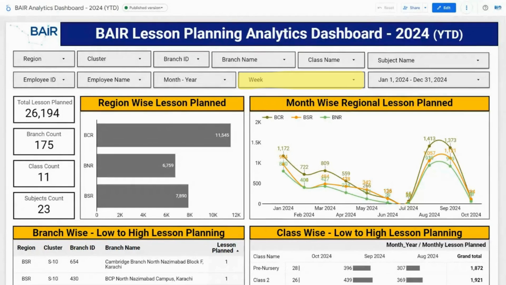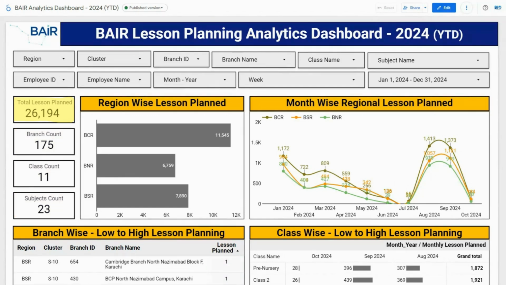Week. Users can select a specific week to get granular insights into lesson planning or employee performance during that time. Date range. This date range picker allows users to filter the data for a specific time frame. The leftmost charts are scorecards displaying key summary statistics for lesson planning.